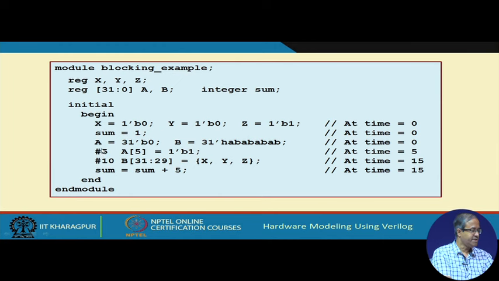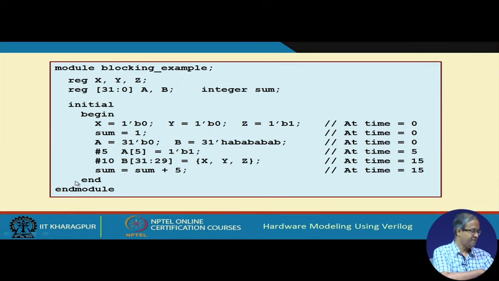Now, let us say I write a time delay of 5, then A[5] equal to 1. So, the 5th bit of A will be changed to 1 at time 5. Then I give another delay 10. So, I define a segment of B, these 3 bits 29, 30 and 31, they will be assigned a value which will be the concatenation of x, y and z. And this will happen after a delay of 15, which means at time 15.